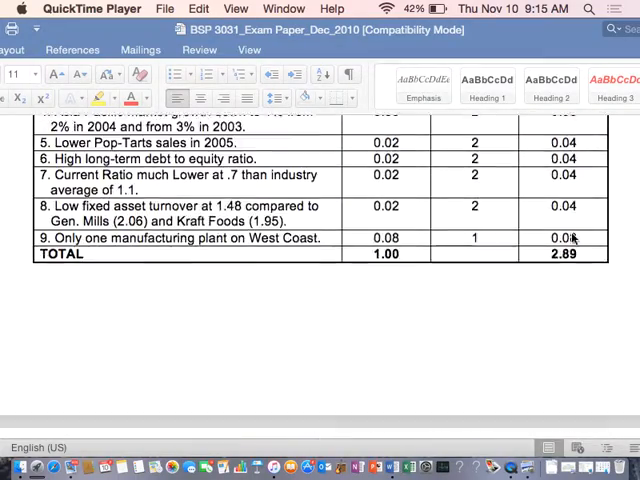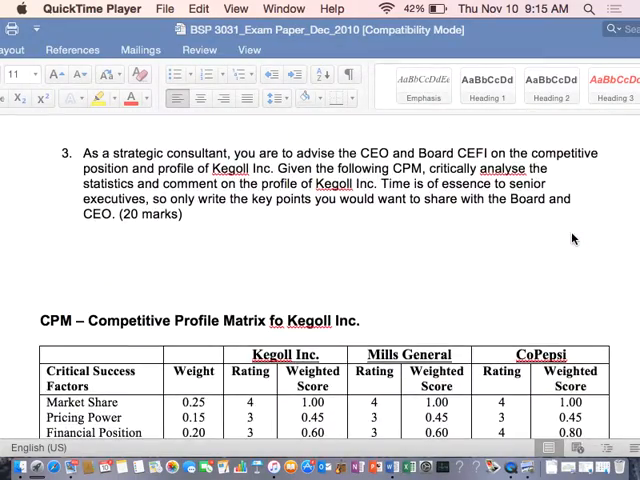And this is just an example of the IFE. Let's look at the CPM as a strategic consultant. You see the third question, and in all of these questions so far, you're a consultant. You're not a student. It's not about writing essays. You see the point I'm making? It's not about essays.